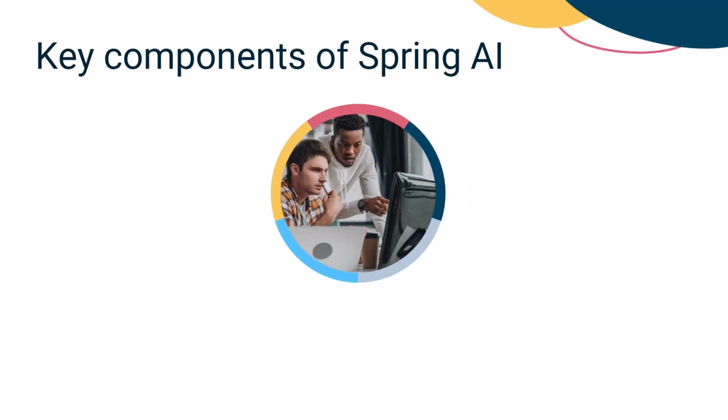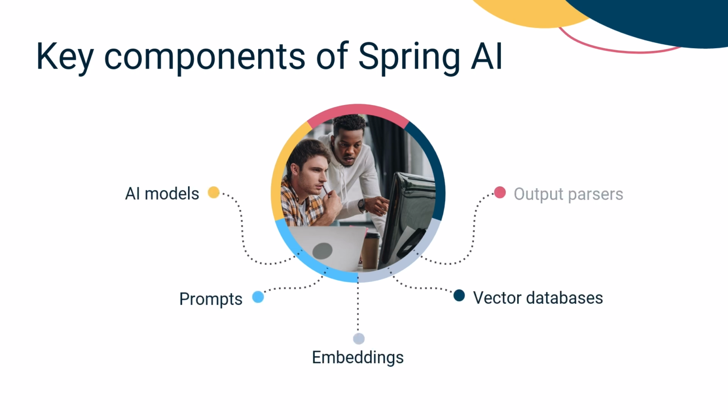The key components of Spring AI include AI models, prompts, embeddings, vector databases, and output parsers. Let's explore each of these and how they work with Java.